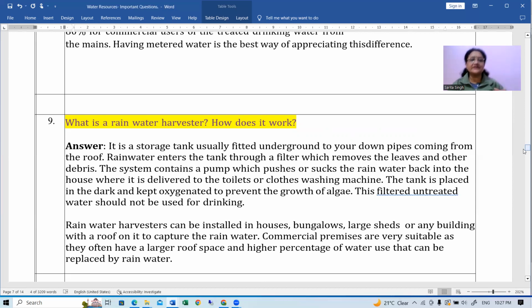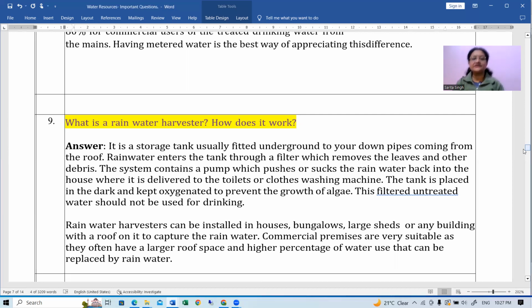The tank is placed in the dark and kept oxygenated to prevent the growth of algae. And this filtered, untreated water should not be used for drinking. That should be kept in mind. For other purposes, we can easily use that.